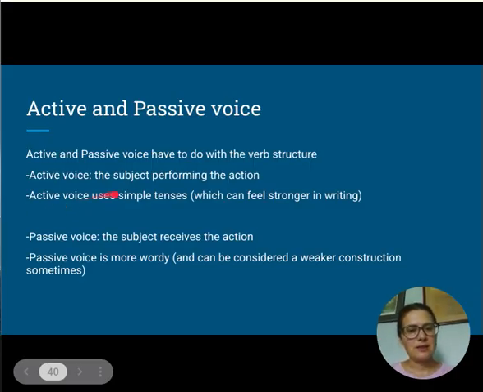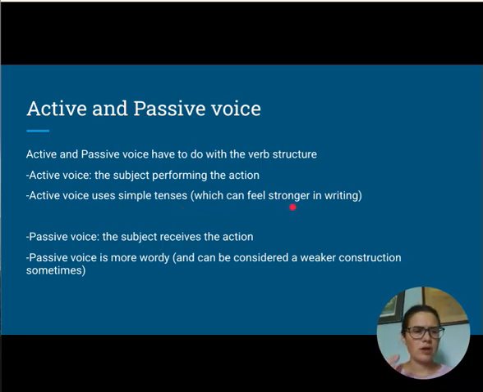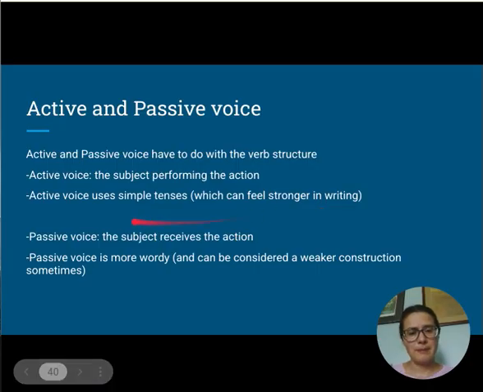So active voice uses simple tenses. I've put that in there just to show you that it's an easier construction. It's much easier, much more straightforward, to the point. It can feel stronger and bolder in writing. However, there are uses for the passive voice. Sometimes we want to use it. It can be used a lot in maybe writing in newspaper articles and that sort of thing. But active voice can feel stronger.